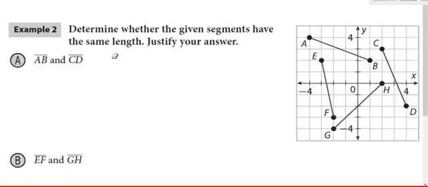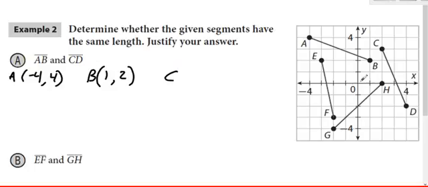All right, so AB and CD, we're going to find the lengths of those and see if they have the same length. So AB, you got to identify the coordinates first. So A is at -4, +4. And point B is at 1, 2. And we've got point C, 2, 3. And then point D is at 4 to the right and down 2. So that's 4, -2.